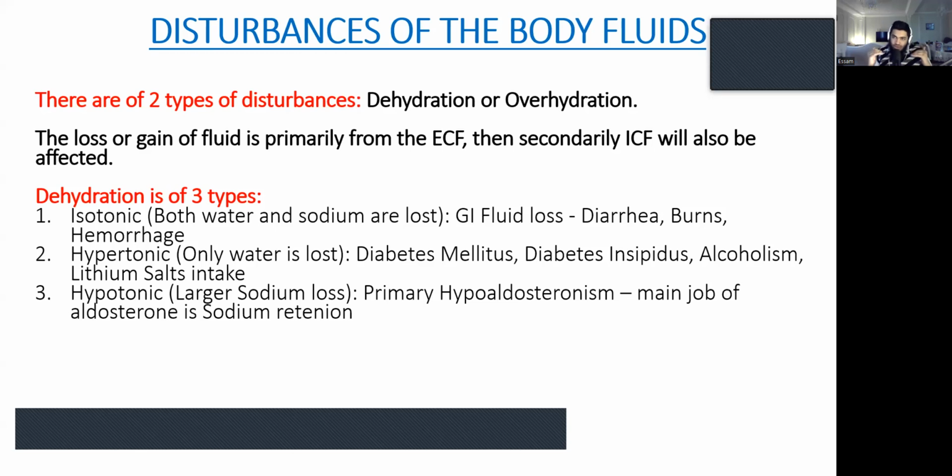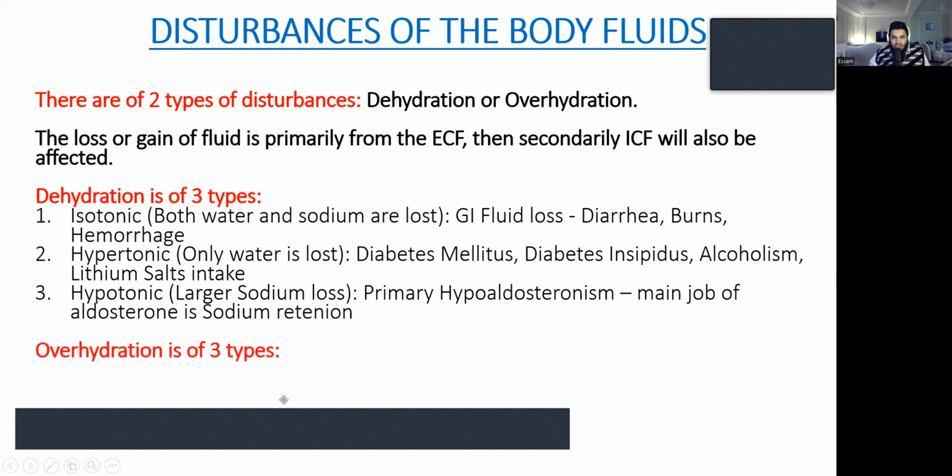That's why hypoaldosteronism. If aldosterone is reduced, the function of aldosterone is to absorb sodium from the kidneys. And I have told you sodium and water, they love each other. So if sodium is coming back into the body, water will also come back into the body. But if sodium is not coming back, water will also not come back. So sodium is also going from the body, water is also going from the body, but sodium is going in large quantity. So this will be hypotonic dehydration. And the name of the disease will be primary hypoaldosteronism.